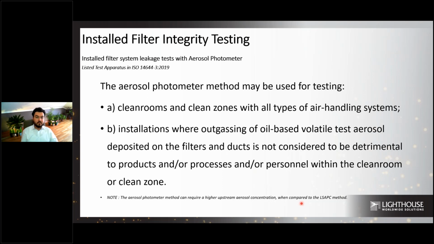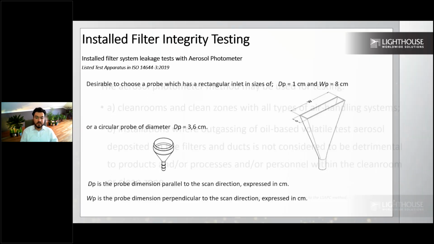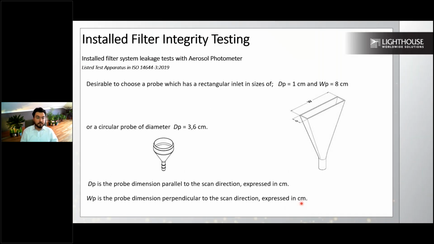Aerosol photometers are widely used in industry. However, when using them directly through your air handling unit, you have to be careful, because while you are testing one of your 100 HEPA filters, the rest of the system will also be introduced to this aerosol, including your air ducts. These aerosols are not volatile, it's a mineral oil, and this oil will be deposited in your duct and also your filter. So this is a point that you need to consider.